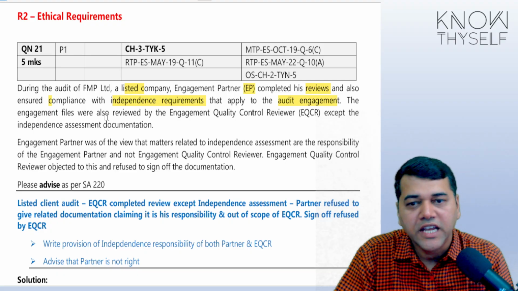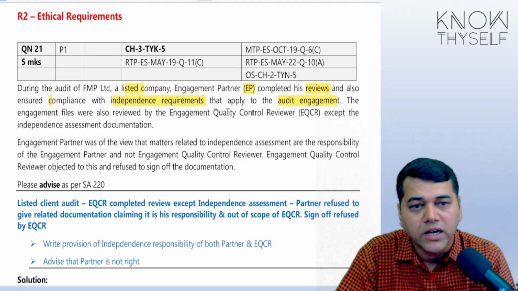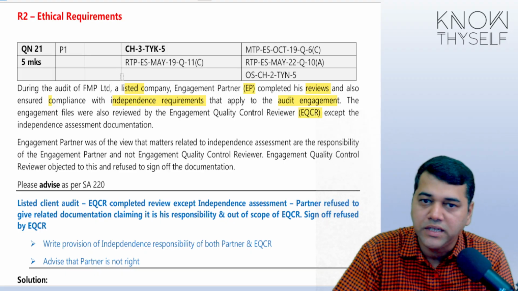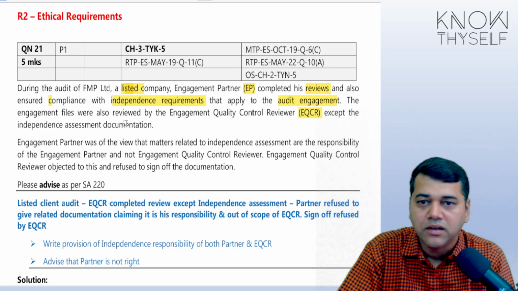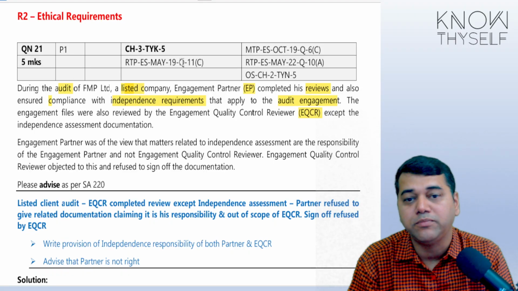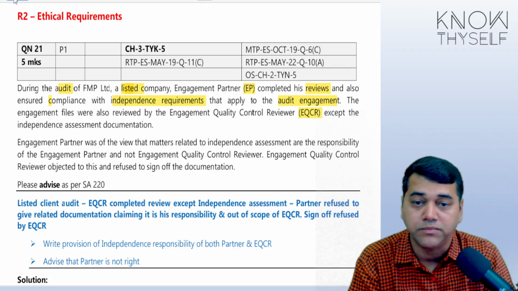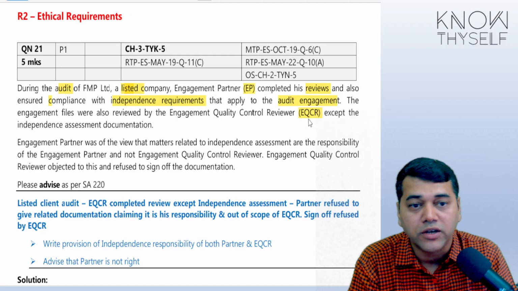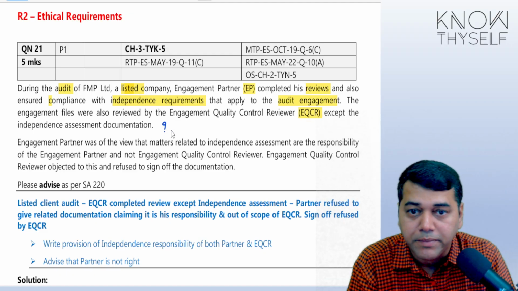Now, the engagement files were also reviewed by the quality control reviewer. Is it supposed to be done? Yes, because it is a listed entity and it is an audit of a listed entity. Accept independence assessment documentation. Now, the first question comes: does the EQCR have any responsibility to evaluate independence?